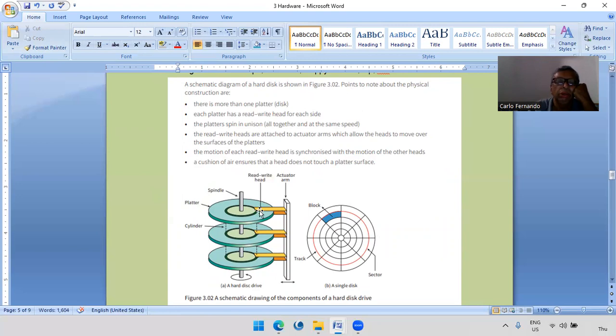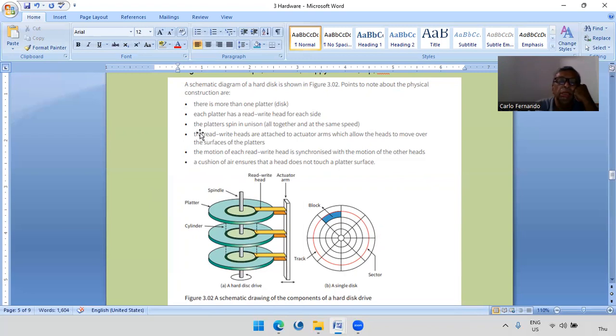So this has one on either side. This is a platter. You can see this arrow is coming onto the top side, and there's one on the bottom underneath also, both working at the same time. The platters spin in unison, all together and at the same speed. So these all must spin at the same speed, in unison, like one. Like if they are fixed together, how do they spin? The same speed. Otherwise, when you read again, if the speeds change, it's like playing a song at the wrong speed, you don't get the correct voice or the correct music.